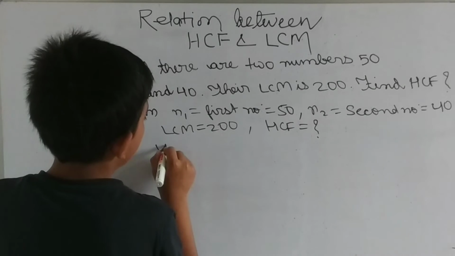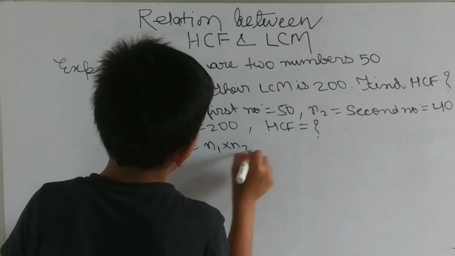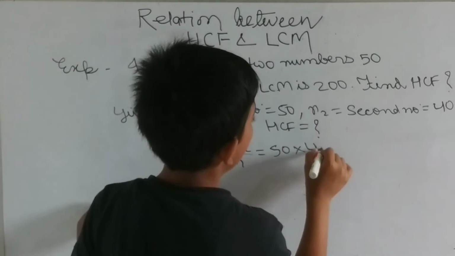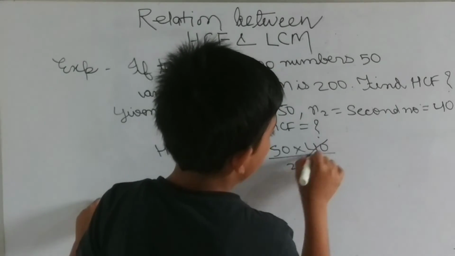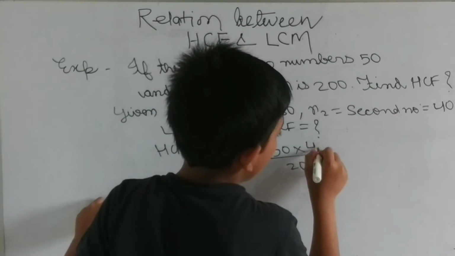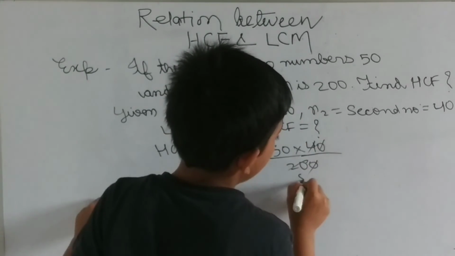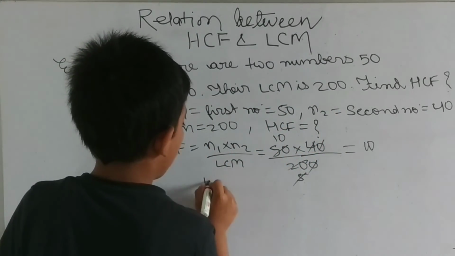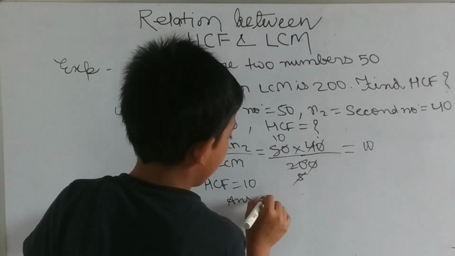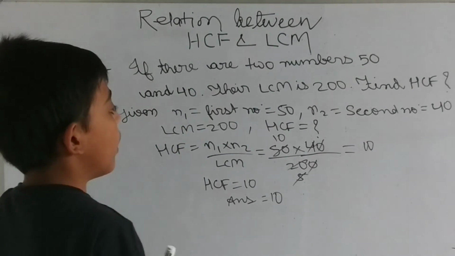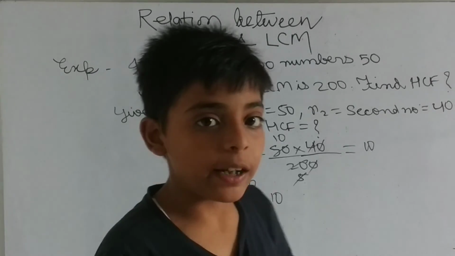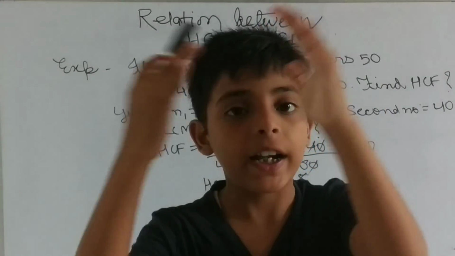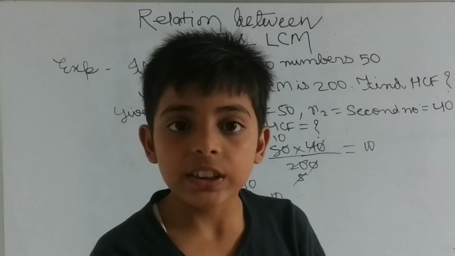We know the identity that HCF equals N1 into N2 divided by LCM. So N1 is 50, multiplied by 40, divided by 200. Cancelling the zeros, 4 fives are 20, 5 tens are 50. So 10 is the HCF. HCF is 10, so the answer is 10. I hope you understand how we can use these identities in the application of HCF and LCM. What we have concluded is that the product of HCF and LCM equals the first number into the second number.